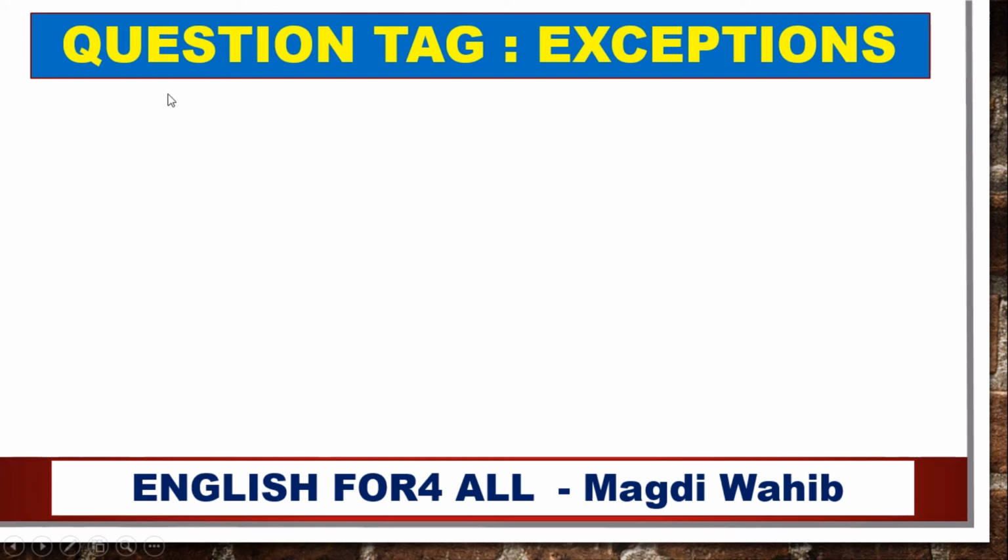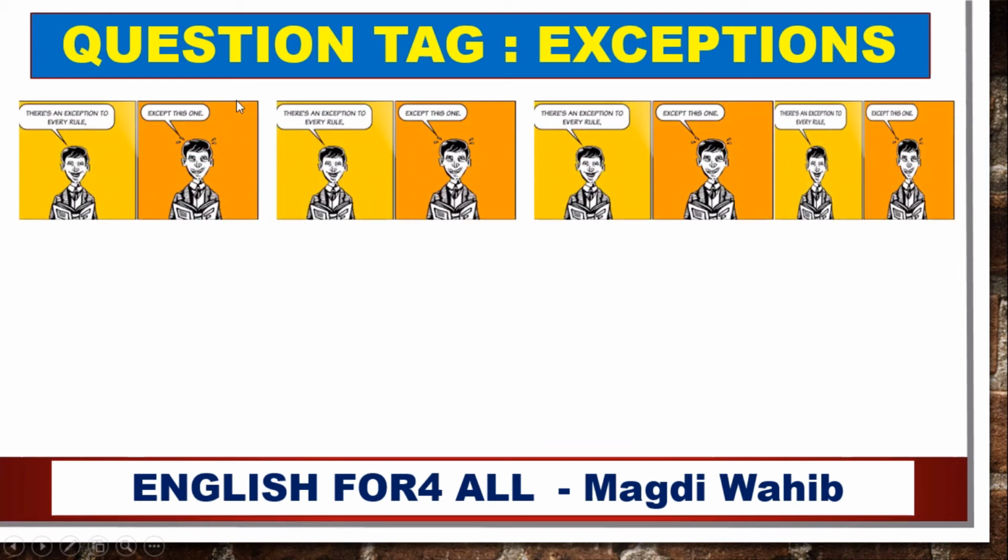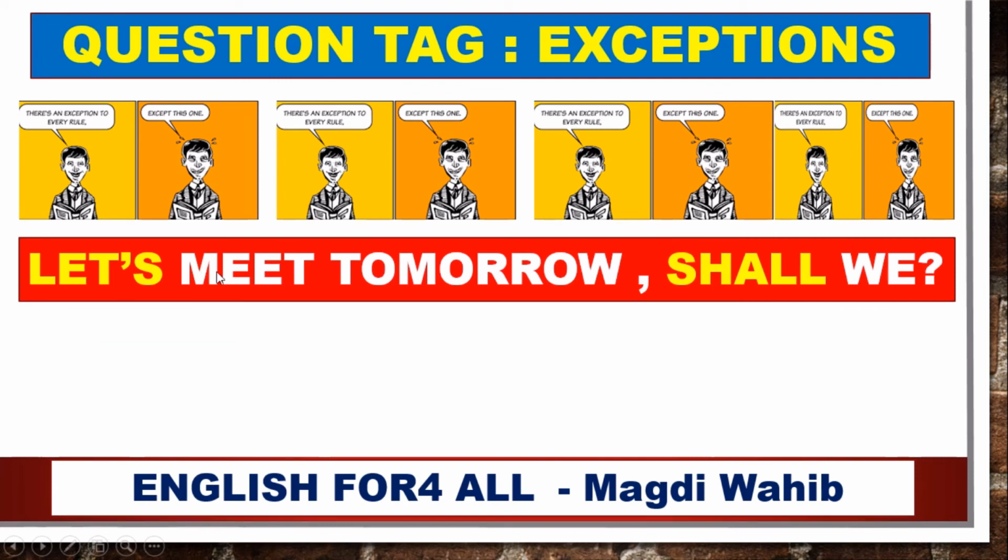Let's see some exceptions. This is very important. Please focus. As we know, every rule has its exceptions. Let's see some exceptions for the question tag. When we say let's meet tomorrow, the question tag will be shall we. This is standard. You will be using shall we.